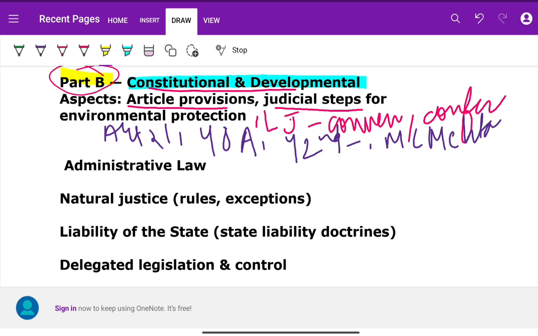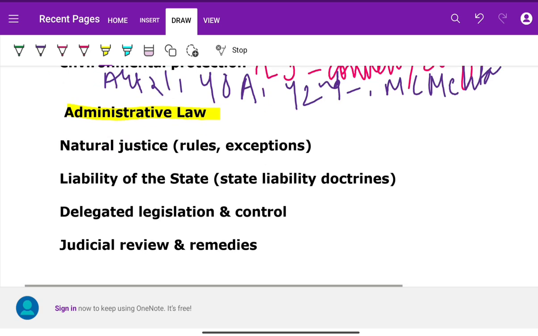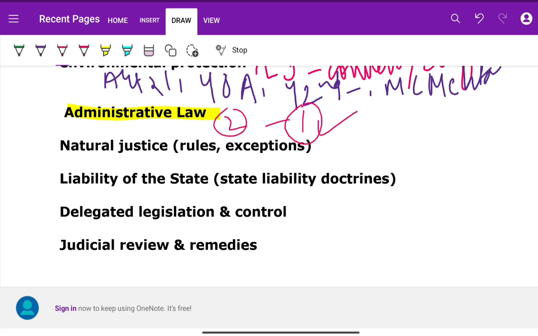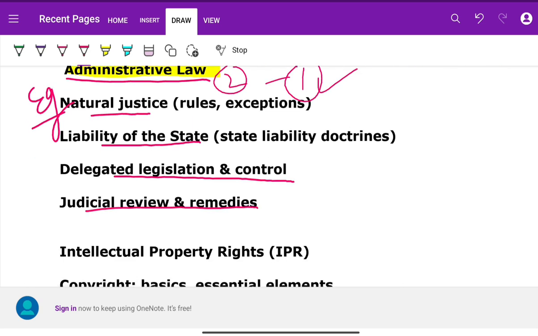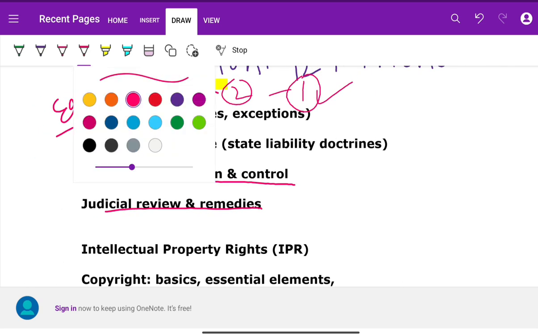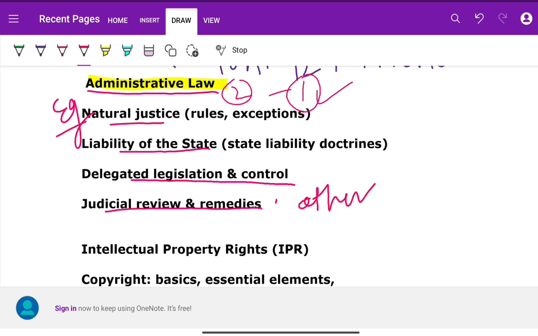And the second subject is the administrative law. So how can you study administrative law? You have to study the basic and important topics of administrative law. 2 questions will be asked from here and you have to write any one. I have also cited a few examples in admin law, like natural justice, liability of state, delegated legislation, judicial review. So these are the topics, and other topics you can also cover which are in admin law, like growth of admin law.